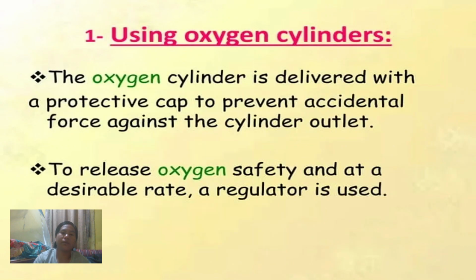Oxygen cylinder. The oxygen cylinder is delivered with a protective cap to prevent accidental force against the cylinder outlet. To release oxygen safely and at a desirable rate, a regulator is used.